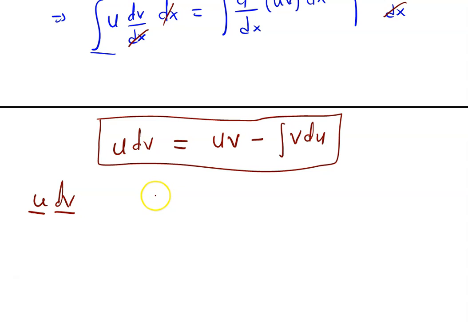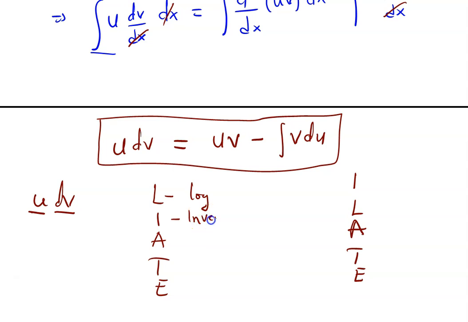And with that, we always prefer using the ILATE rule. The L here stands for log. The I stands for inverse trig. The A stands for algebraic expression, any algebraic function in it. Then T stands for normal trig. Then E is the exponential function.